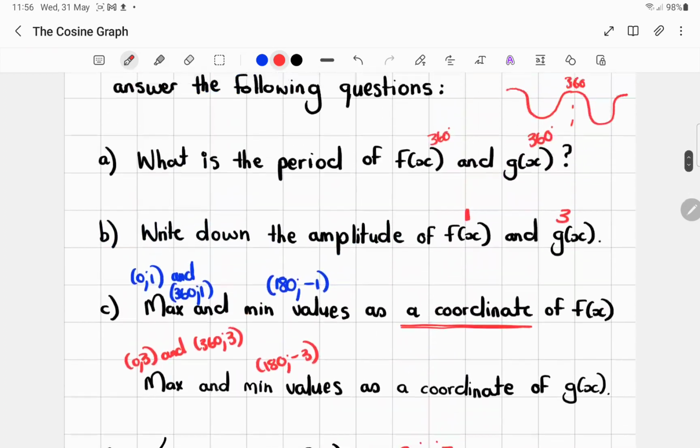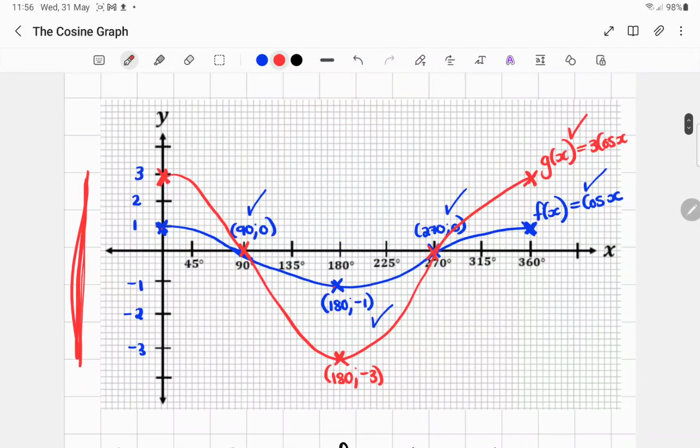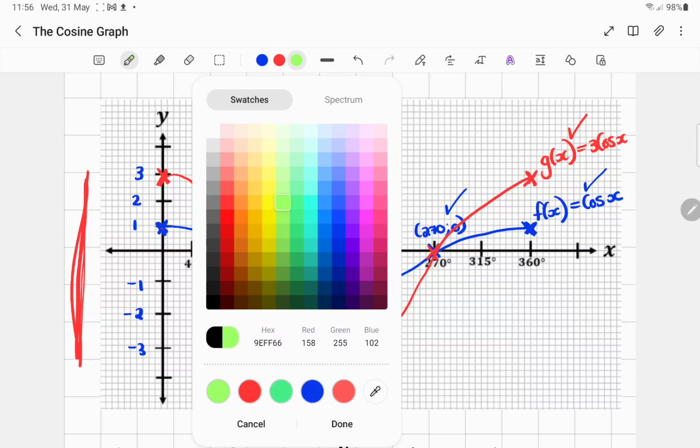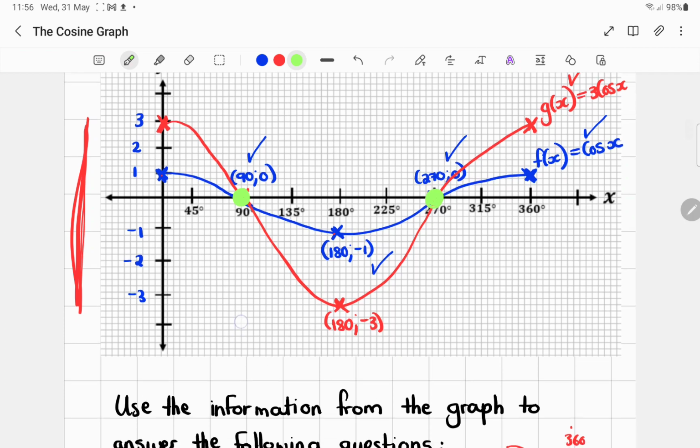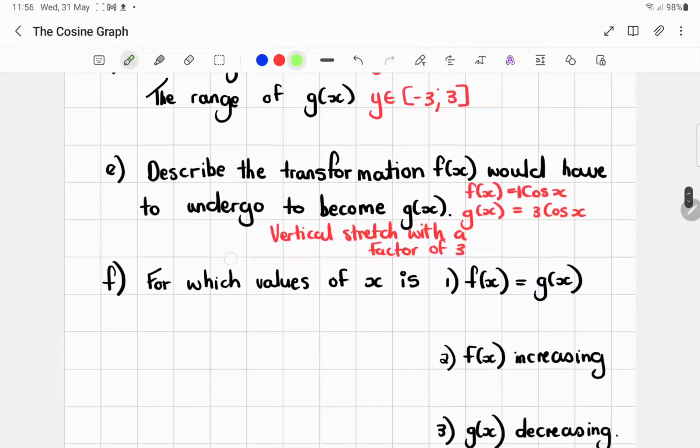Okay, now for which values of x is f of x equal to g of x? So for which values of x? So where are the two graphs exactly the same value? So let's have a look. Over there, can you see that? That's where they touch each other. That's where they are equal to each other, as well as over there. So at x is 90 and x is 270.